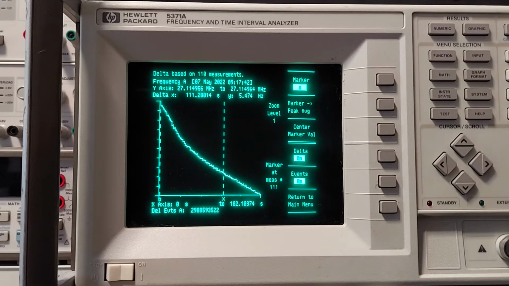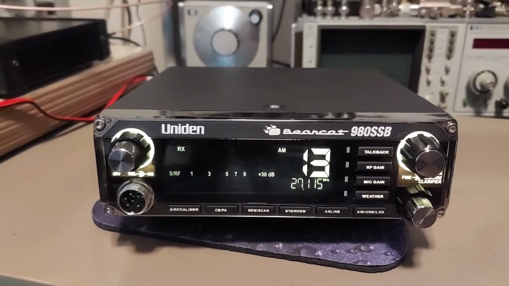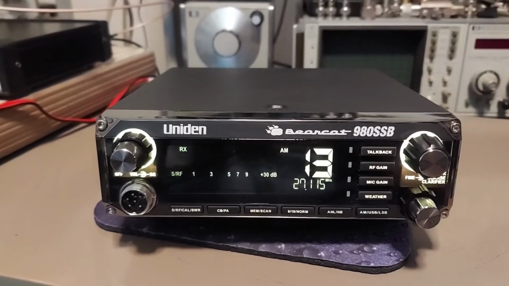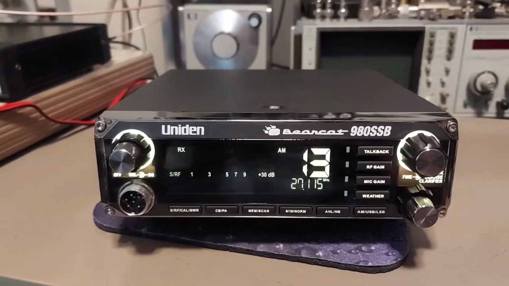So with all this, I will move on to the receiver test and just find out how deaf it seems to be. So what I suspected is true. The receive on this radio is deaf.